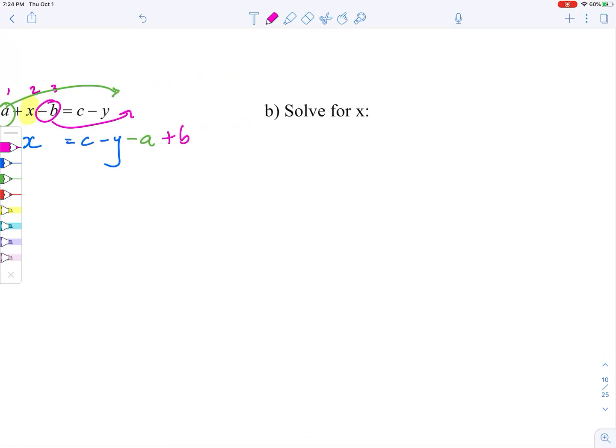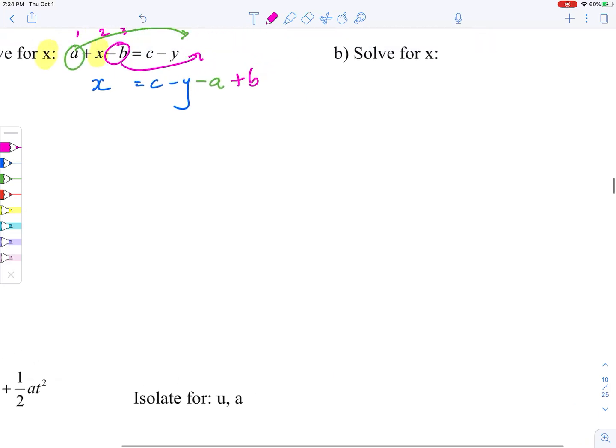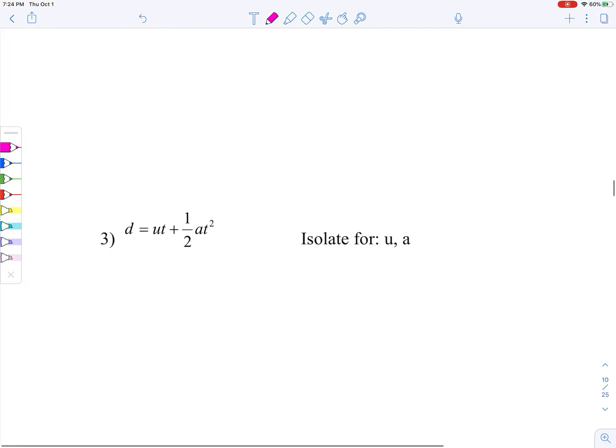Question B. It didn't show up for me, so maybe we'll figure that out later.